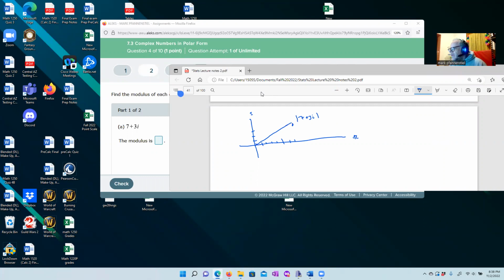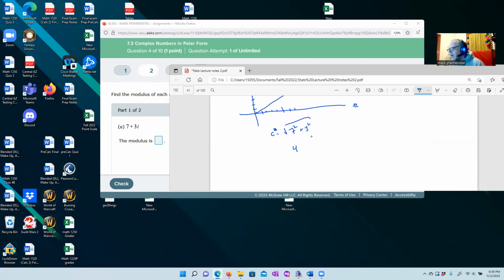Okay, so this is a triangle. It's a right triangle even, so we can use the Pythagorean theorem. We're going to say c is equal to the square root of 7 squared plus 3 squared. You don't have to include the i. That's the direction we're going in, and it doesn't count for the modulus here. So we get 49 plus 9, 3 squared being 9.